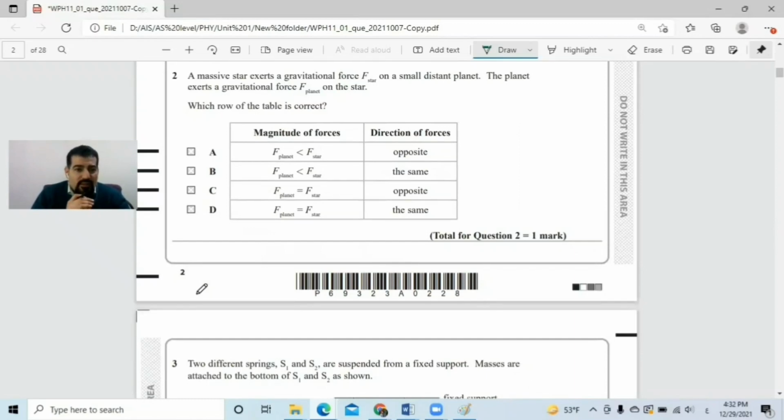A massive star exerts a gravitational force, the force of gravity, a force of star, on a small distant planet, a planet like our Earth, far from it. The planet exerts a force of gravity on the star, force of the planet. Now, which one describes the magnitude and the direction of the forces? Send me the answer.